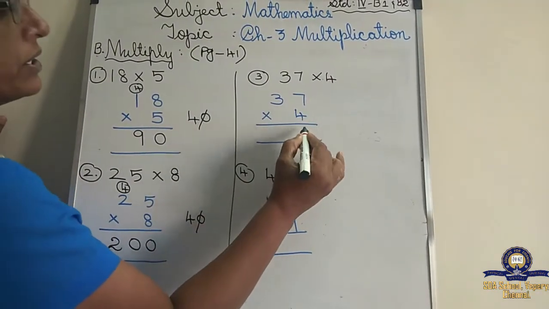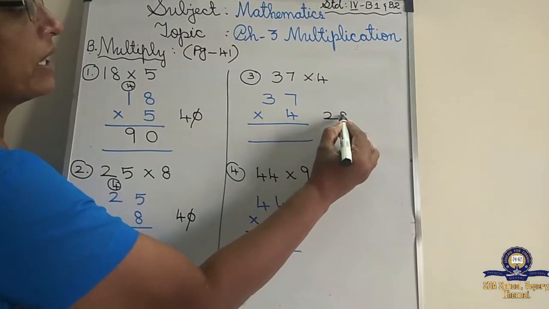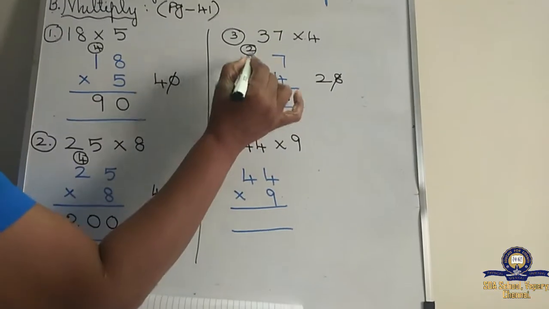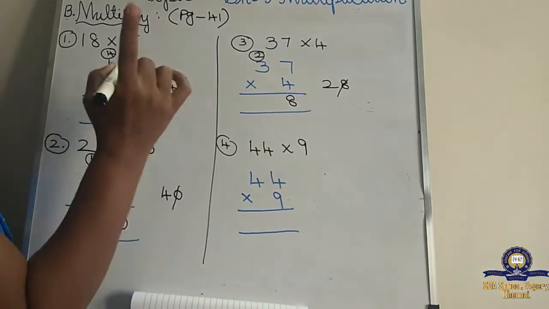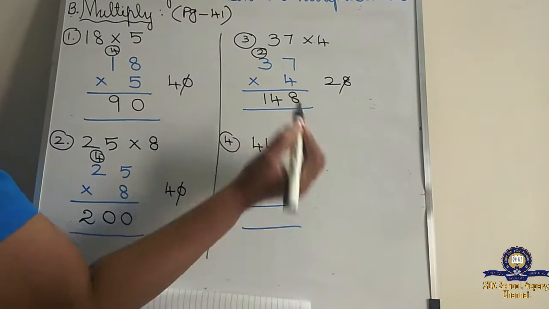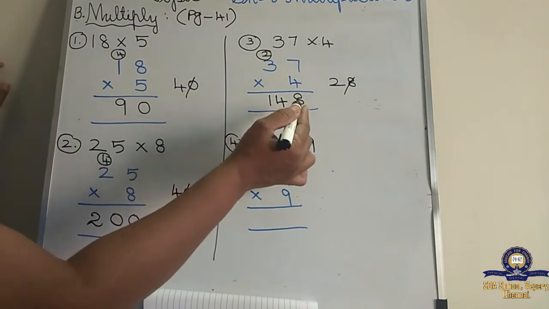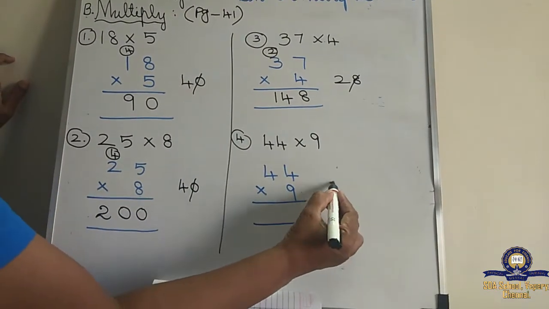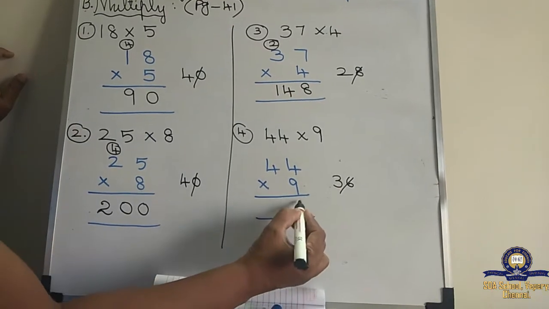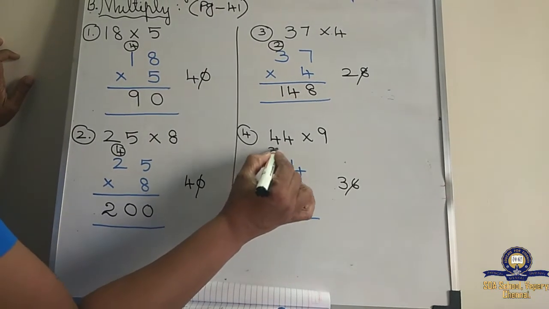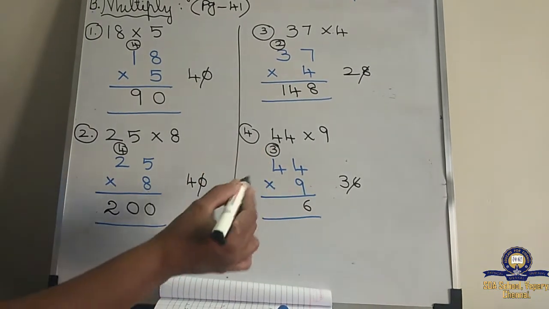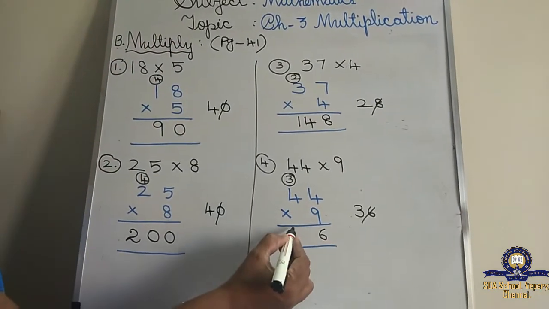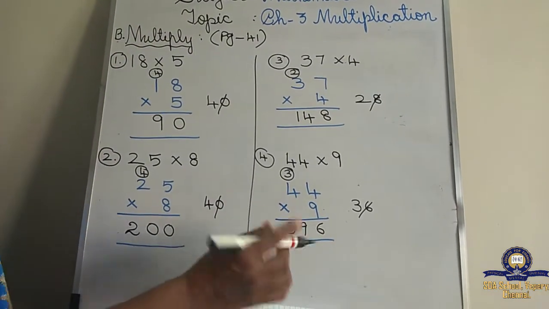The third one, 37 into 4. 4 7s are 28. And 4 3s are 12. 12 plus 2 is 14. So the answer is 148. Next, 44 into 9. 9 4s are 36. And 9 4s are again 36. 36 plus 3 is 39. So the answer is 396.